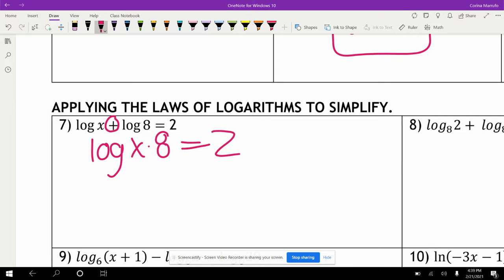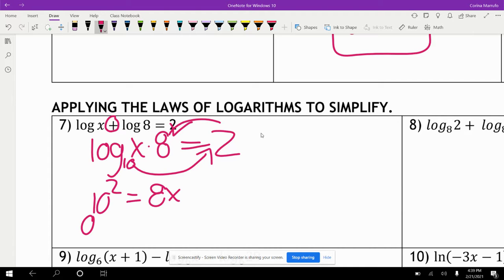And now that we have one log by itself, we're going to go ahead and write it in exponential form. So remember, if there's no base on the log, it's 10. So it'll be 10 to the second power equals 8x. So 10 squared equals 8x. 10 squared is 100. This is equal to 8x. And then we go ahead and divide by 8. This cancels, so we get x equals 100 divided by 8. Let me punch that in my calculator real quick, 12.5.